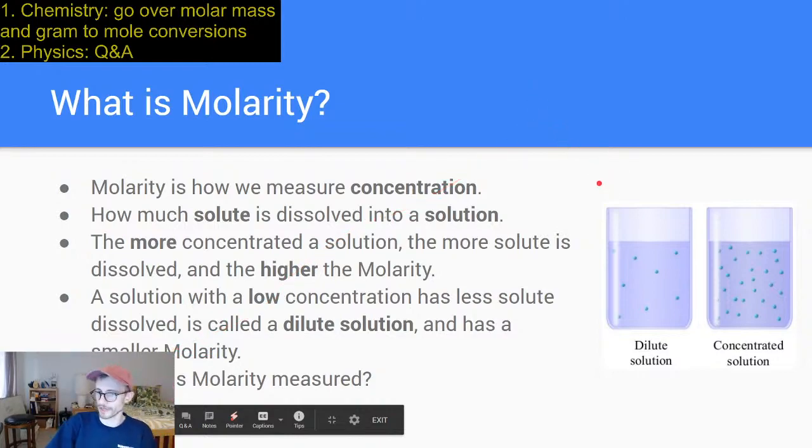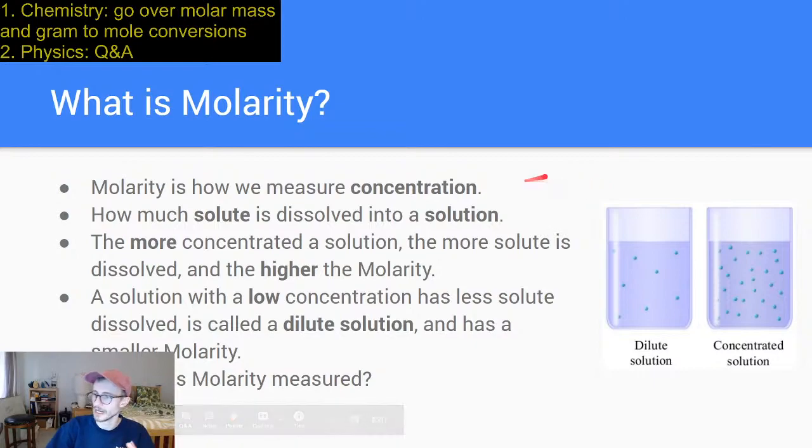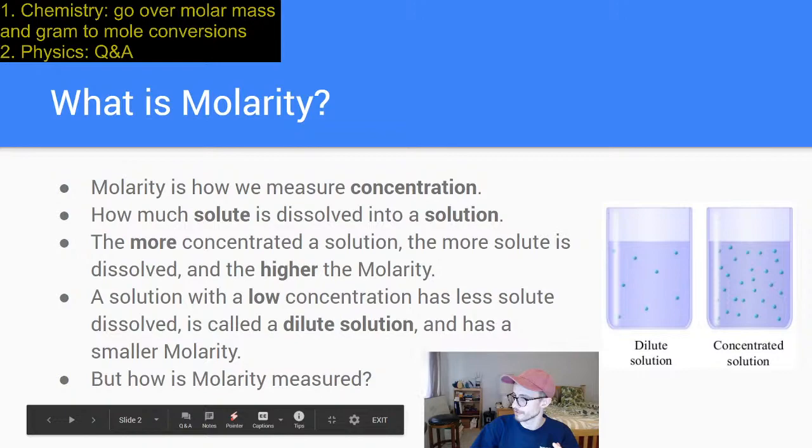Now, you might be wondering, okay, I know that molarity is... Oh, my thing's in the way. Let me move my camera right here for a sec.